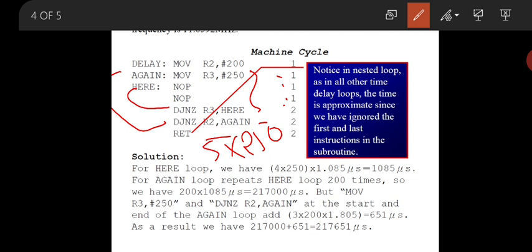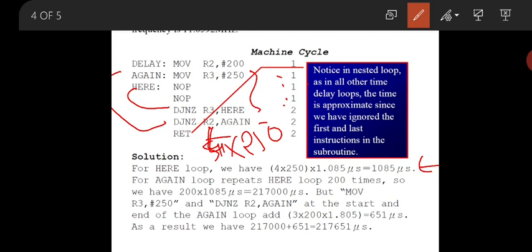Sorry, there is a 4 here, because 1 plus 1 plus 2 is 4, so 4 into 250. How much time period will be taken? 1085 microseconds. So the inner loop will be consuming a total of 1085 microseconds.